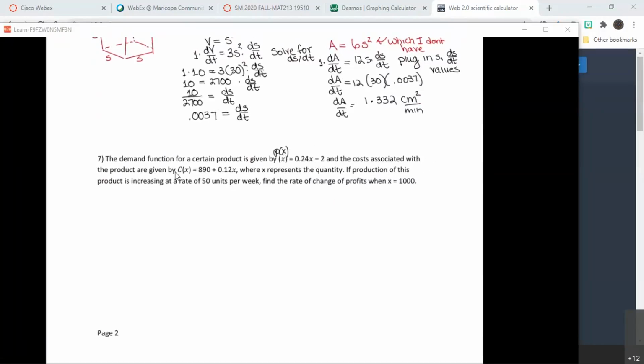The costs associated with the product are given by this equation. So here's our fixed cost, our variable cost, and X is the quantity demanded. If production of this product is increasing at a rate of 50 units per week, so 50 units per week is our rate, you have to figure out what we've got here. So this is what? This is dx/dt.